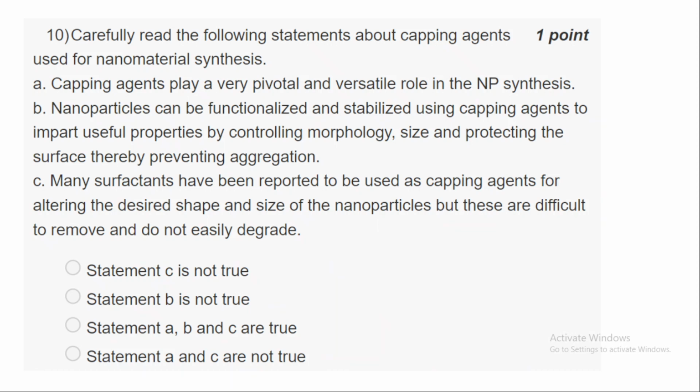So the last question is also a big statement-wise question. Carefully read the following statements about capping agents used for nanomaterial synthesis. Statement A: capping agents play a very pivotal and versatile role in nanoparticle synthesis. Statement B: nanoparticles can be functionalized and stabilized using capping agents to impart useful properties by controlling morphology, size, and protecting the surface, thereby preventing aggregation.